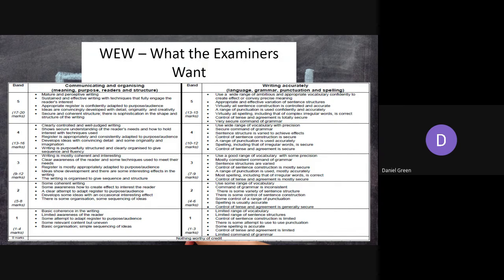Make sure you aren't throwing slang around just for the sake of it. That also comes under writing accurately. Ideas are convincingly developed with detail, originality, and creativity. That means if you're aiming for the top bandings, you need to have original ideas. You aren't just copying directly what the texts say.